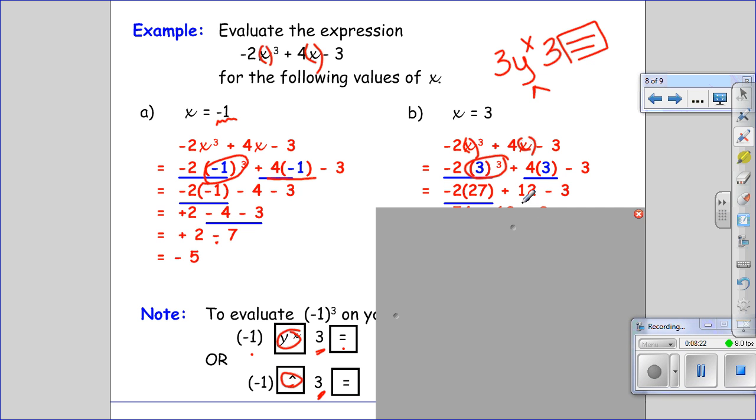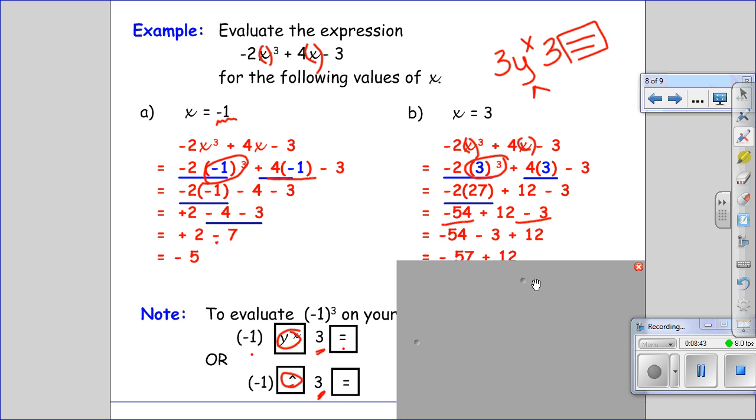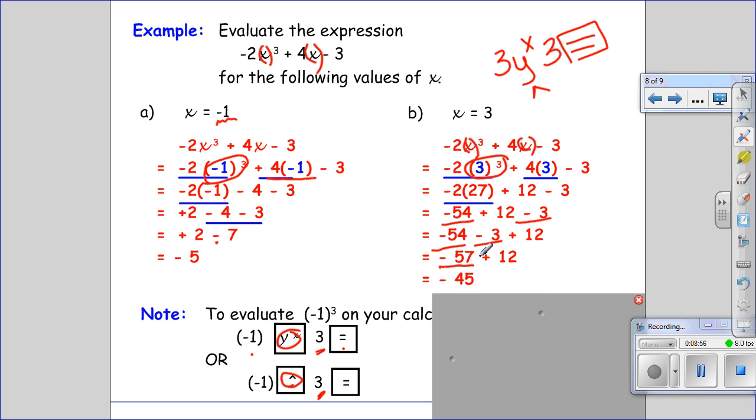I multiplied the 4 and the 3 to get 12. My friend BEDMAS tells me now to do the multiplication. So negative 2 times 27 is negative 54, plus 12, take away 3. I'm going to group my negative numbers together, so I'm going to put my negative 54 and my negative 3 together. That gives me negative 57 because they have the same sign, so I add them up and keep the sign. Now I have two numbers with opposite signs, and I can subtract them, which is 45. I keep the sign on the larger digit, which is 57.